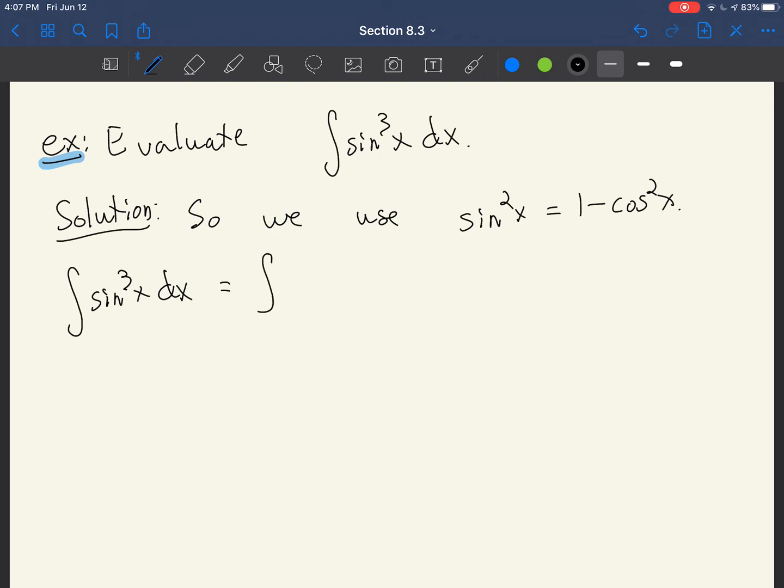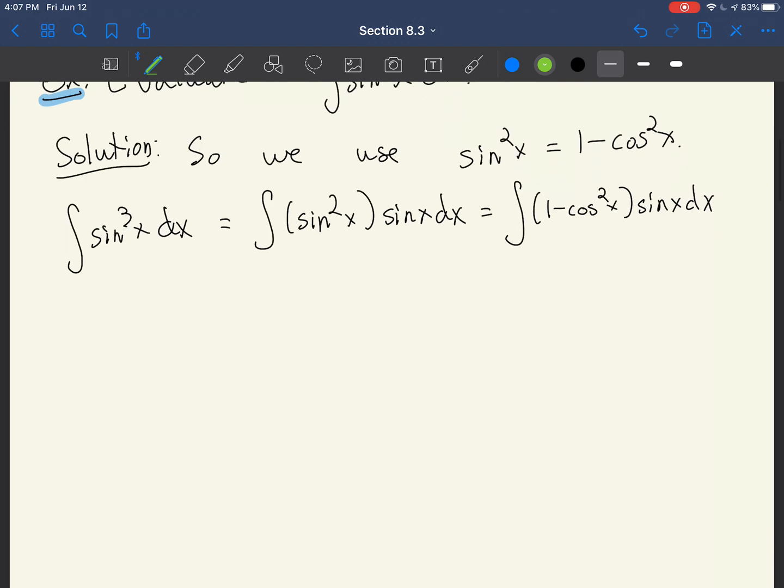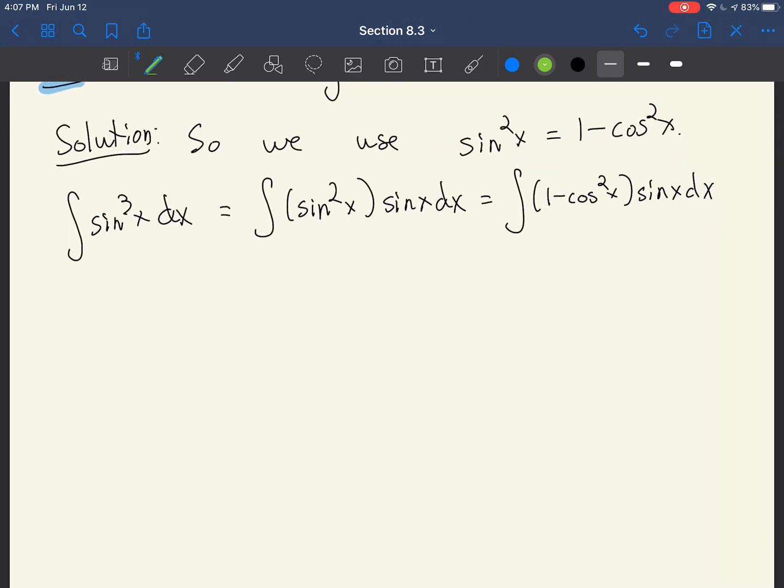So the integral of sine cubed x dx equals the integral of sine squared x times sine x dx, which is the integral of 1 minus cosine squared x times sine x dx. Now that we have m or n equal to 1, we're going to do a u-substitution similar to what we did up top. So let u equal cosine x, let u equal the thing that isn't the power of 1, and du would equal negative sine x dx.